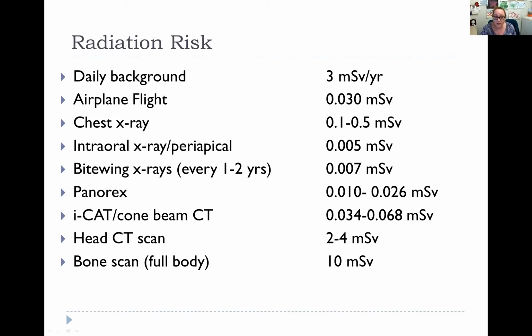The one interesting thing though is that with the technetium body scans, you can see just how much radiation it is in comparison to all of the other studies that we do.